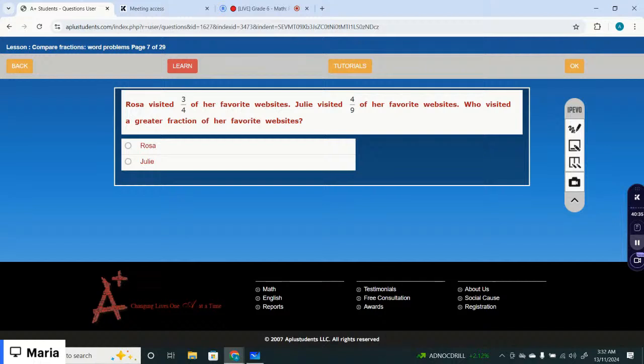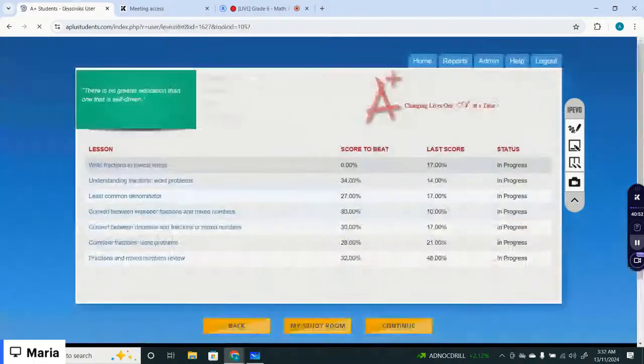The correct option is... Very good. Option number one is the correct option. Okay, you can complete the lesson by yourself later today. Let me just move on to the next lesson.